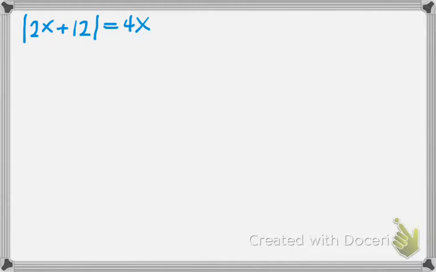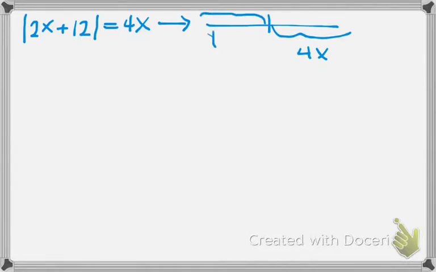So to begin, two different cases. This is telling me I can go on a number line 4x units in this direction or 4x units in this direction. So I'm going to write it as two cases. 2x plus 12 equals positive 4x. And my second case, we'll do that in just a minute.